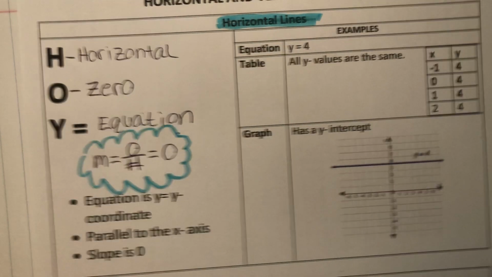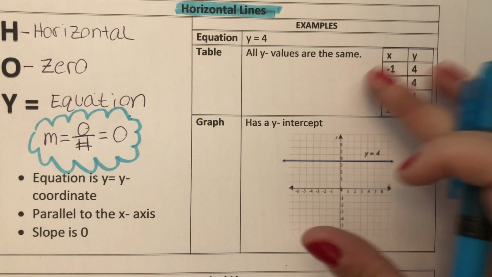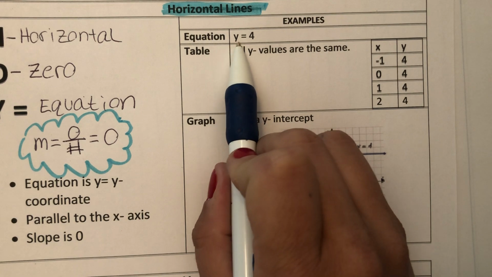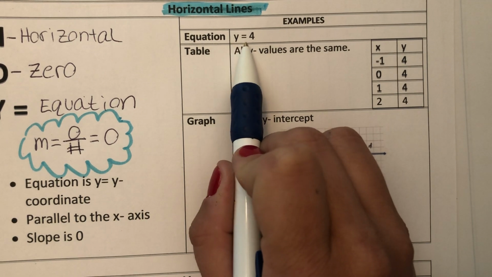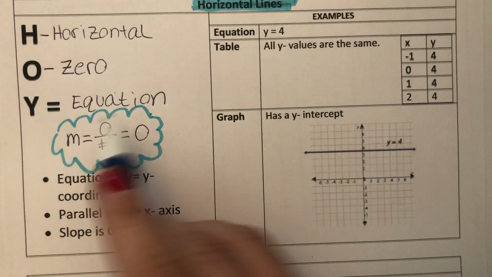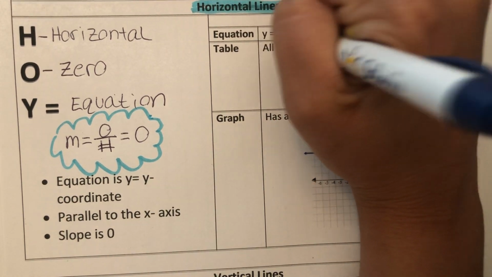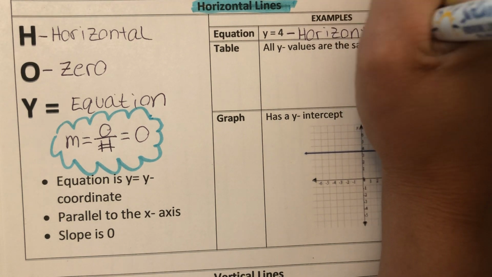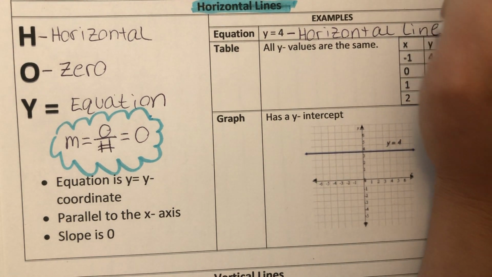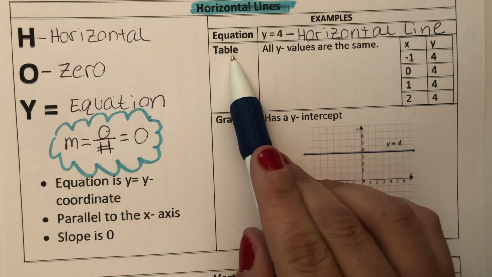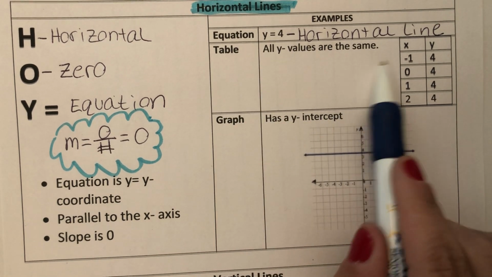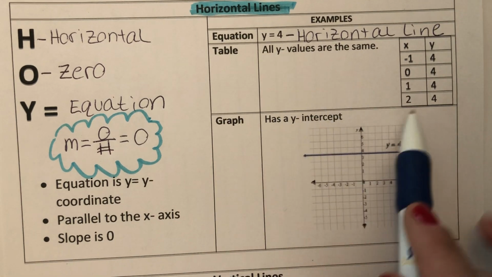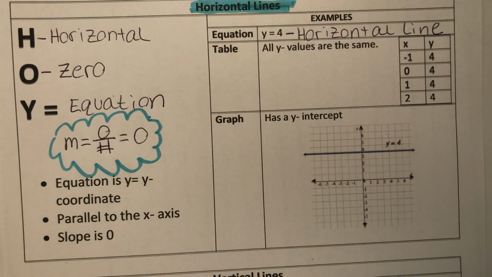Now we have an example we're going to look at over here and the different ways that it can be expressed. So we have an equation that says y equals 4. Y equals, that's part of HOY. That lets us know that this is a horizontal line. In a table, all the y values are the same. So if we look here, all our y values are 4.